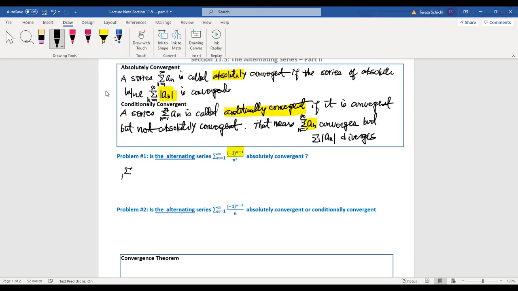So this is n from 1 to infinity. I'm taking the absolute value of my series, with (-1)^(n-1) over n squared. If you take the absolute value, the (-1)^(n-1) becomes positive, so this will be equal to 1 over n squared. When you see this, you say, oh yeah, this is a convergent series.